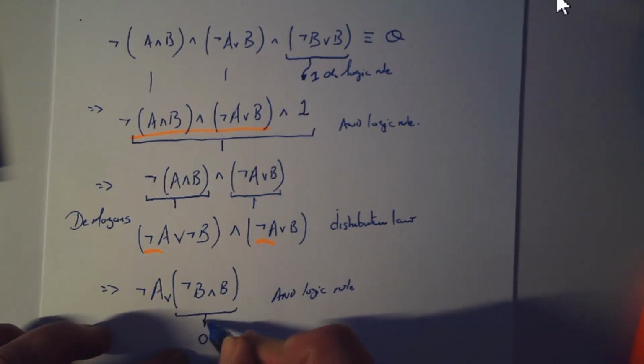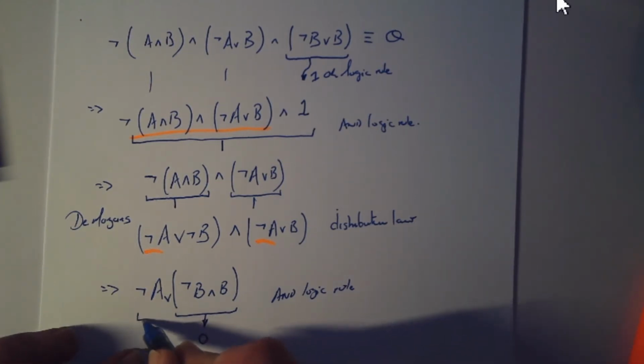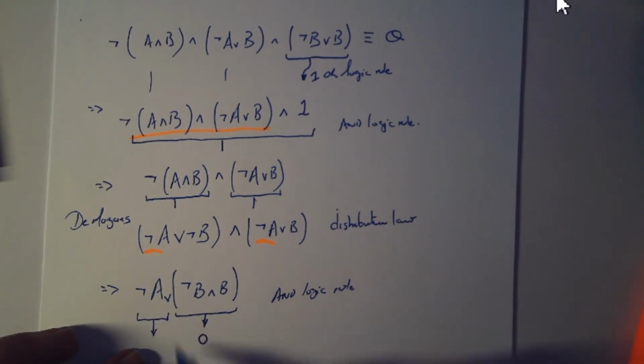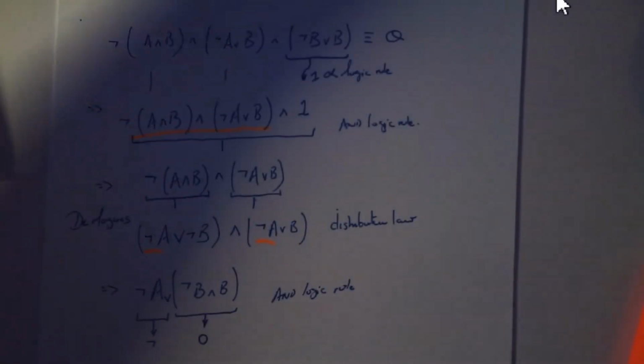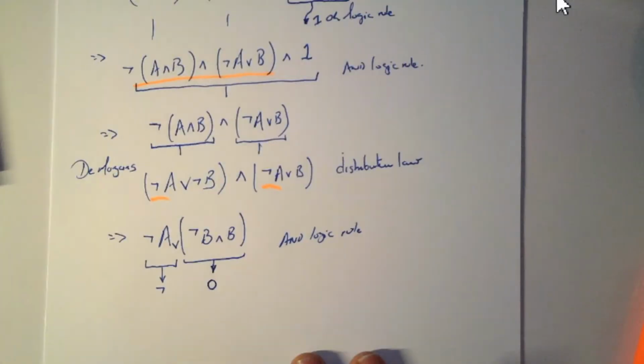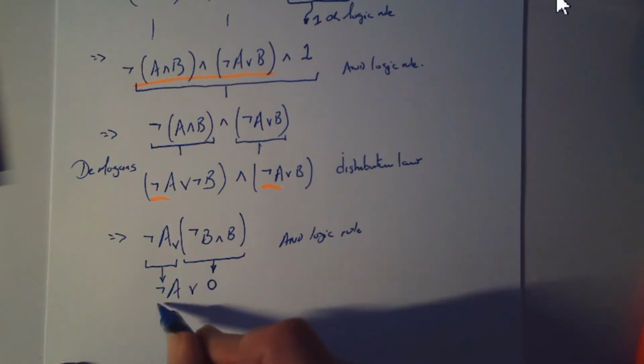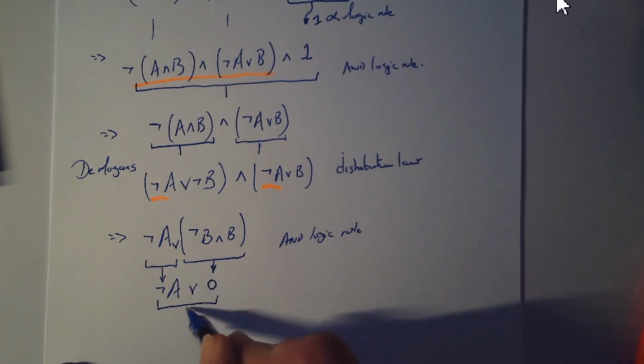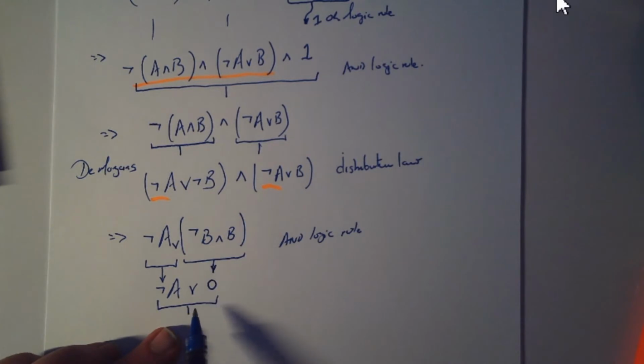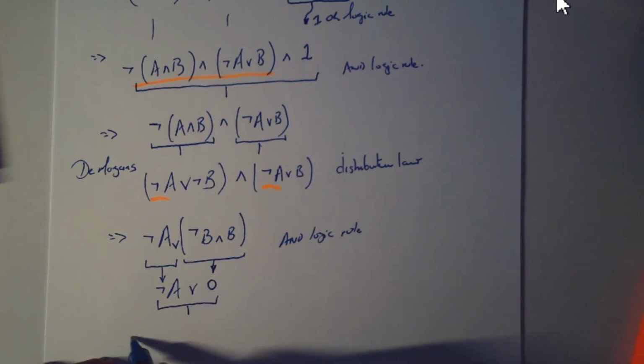So I'm going to drop that down to make it a 0. This I'm just going to drop down on its own. So I'm now going to get negative a ORed with 0, and again an opportunity to use one of our 4 OR general rules. If we take negative a and OR it with 0, we are going to simply get negative a.